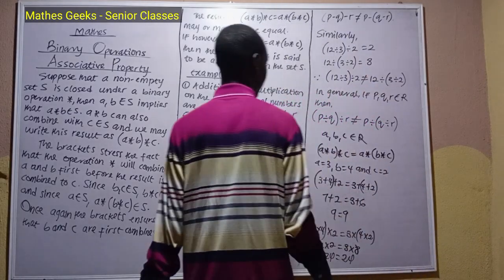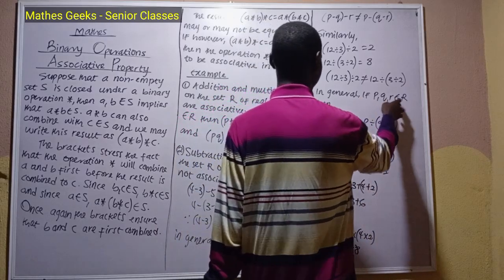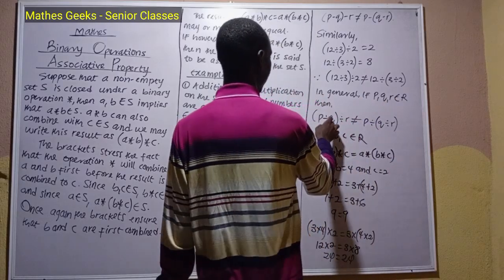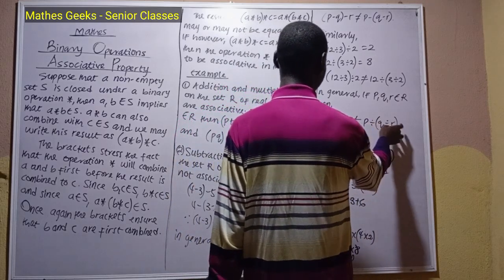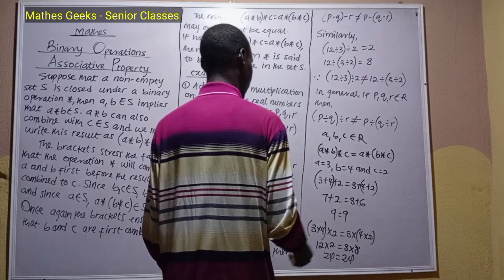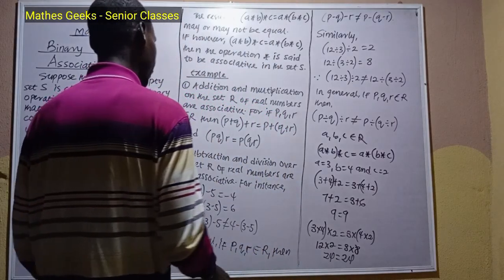What does this imply? In general, if P, Q, R are members of the set R, then (P divided by Q) divided by R is not equal to P divided by (Q divided by R). And this means that division also is not associative.